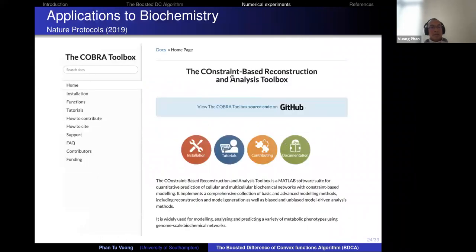Anyway, BDCA is now part of the COBRA toolbox for the biochemistry community. The paper was published in Nature Protocols, and we get citations almost every day for applications in biochemistry, where the community uses this toolbox widely.